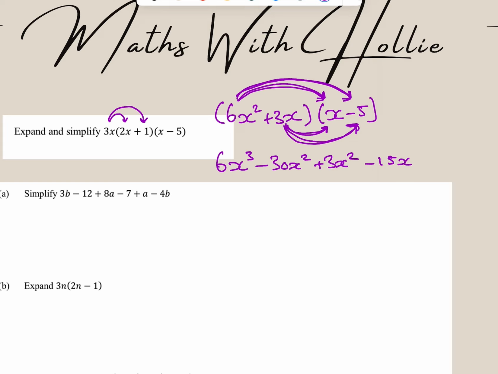Then always make sure, can you simplify? Well, you have like terms here. So the final answer for this question is going to be 6x cubed minus 27x squared minus 15x.